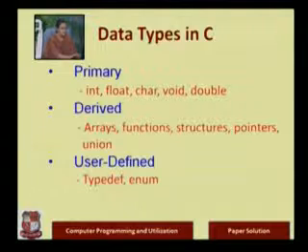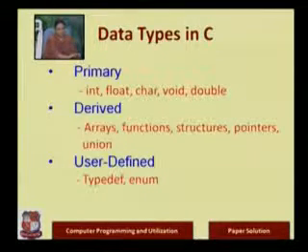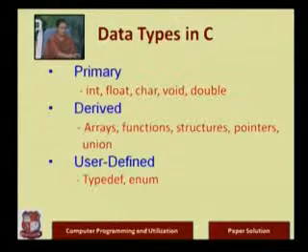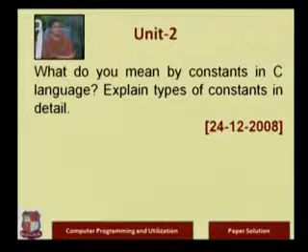Then in user defined you have typedef and enum. These help us to define existing data types with our own names or identifiers, right? So this way you can give the explanation for this question. Next question is, what do you mean by constants in C language? Explain the types of constants in detail.